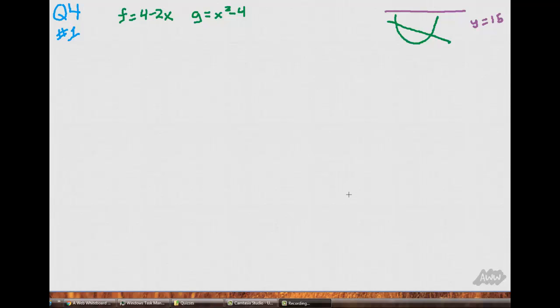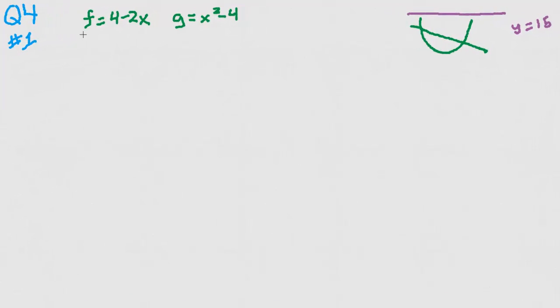We'll start with question number 1. We have two functions here: the f function and the g function. What we're looking for is the region in between, this region right in here between the two graphs. There's f, there's g, and we're rotating it around this axis here of y equals 15.